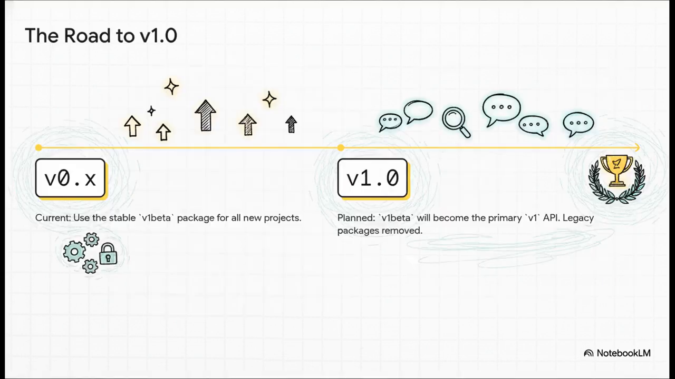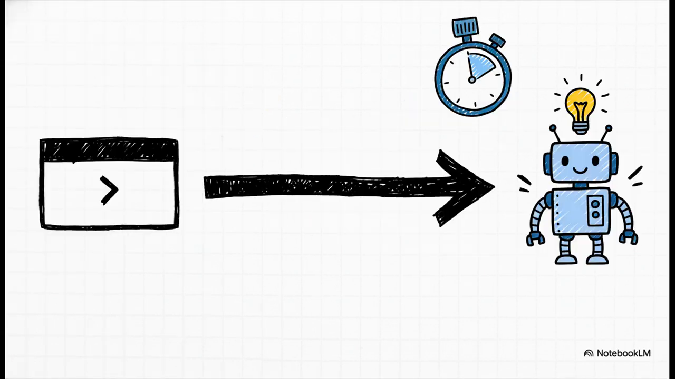How cool is that? Another thing that gives you confidence is that the project has a super clear and transparent roadmap. Right now, the V1 Beta API is stable, and it's what they recommend for any new projects. The team is using this period to gather feedback, and this API will eventually graduate to become the official V1.0 release. This means you can build on it today, knowing you're on a stable platform that has a clear path forward.